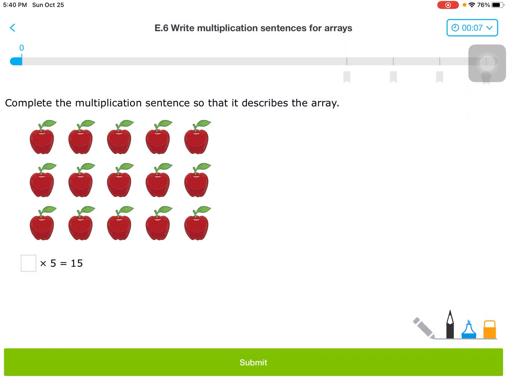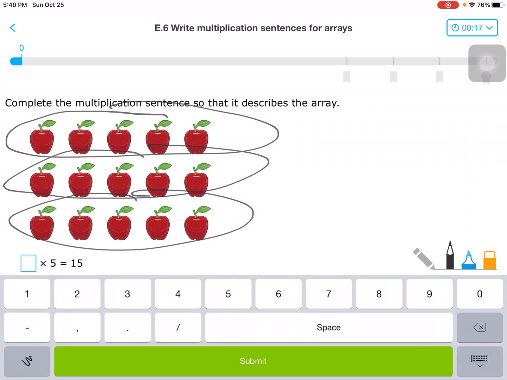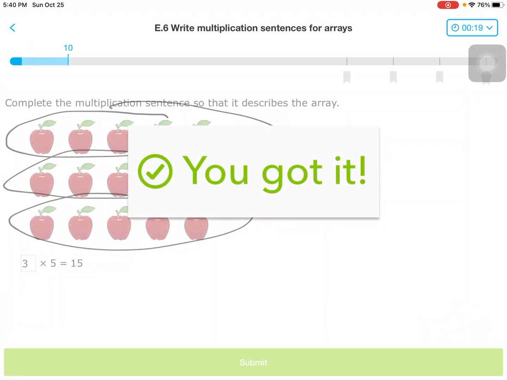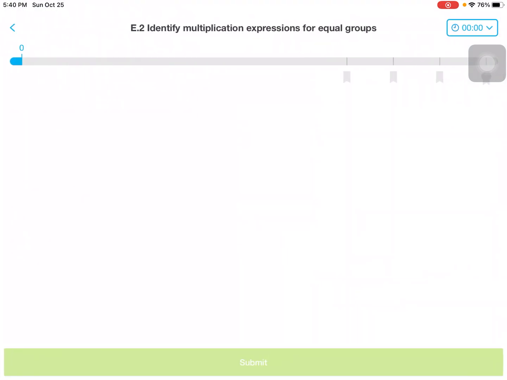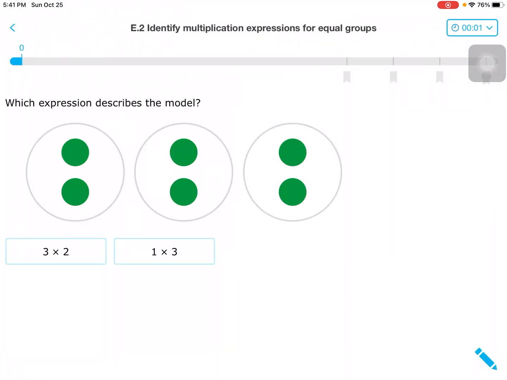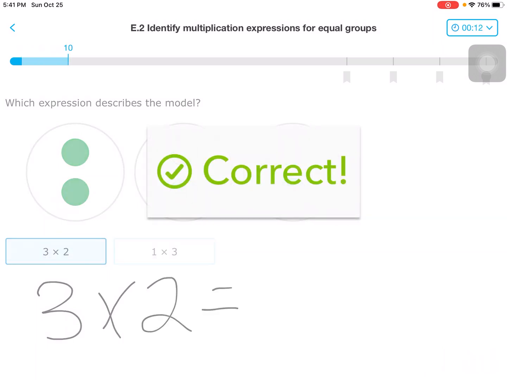So let's see. I've got 5. How many 5s do I have? Well, I've got 1 group of 5, 2 groups of 5, 3 groups of 5. 3 groups of 5 are 15. You could work on that. You could even work on E2. Which expression describes the model? Well, I've got 3 groups, and I've got 2 in each group. So it would be that. And I would choose that.